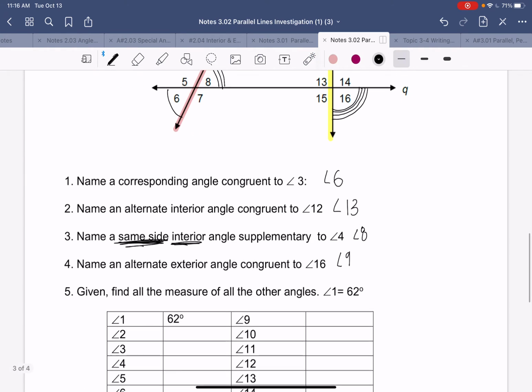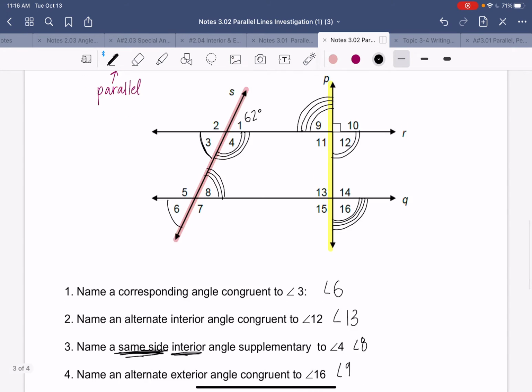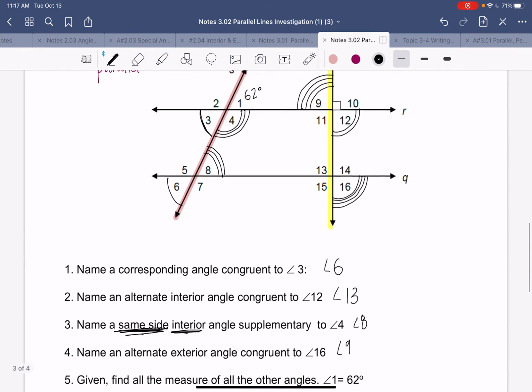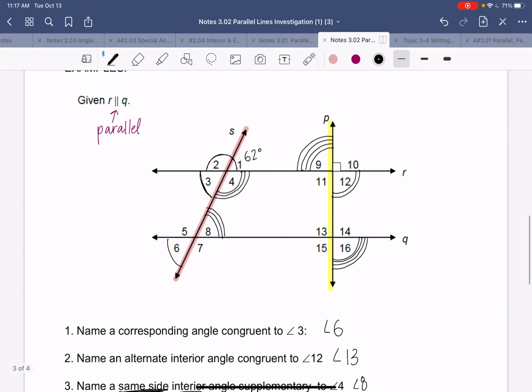So then it says that given angle 1 is 62, find all the measures of the other angles. Okay, so I want you to think of all the angles we know. We're thinking about corresponding angles, vertical angles, alternate interior angles, thinking about it all. I also want to find what angle 2 is. So remember, angle 1 and angle 2 create a linear angle. So in order to find angle 2, I would just take 180 and subtract 62, which gets me 118. So angle 2 is 118. Now I have the ability to find every angle that's on transversal S.